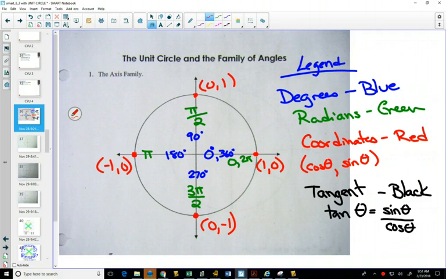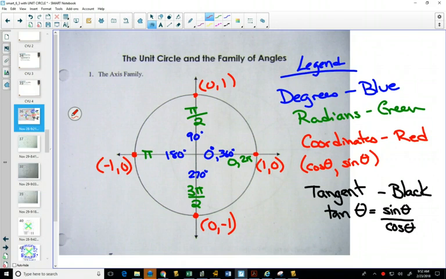Sine of pi would be negative 1 or 0? Well, according to our big idea, your y coordinate is sine. So sine of pi, I'm looking at my y coordinate at pi, sine of pi will be 0. If you type that into your calculator, it'll tell you the same thing. If you type cos of pi into your calculator, you'll get negative 1.